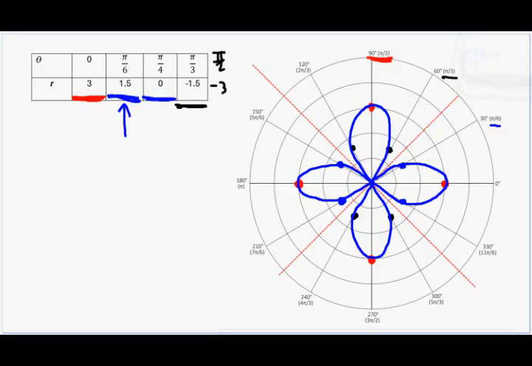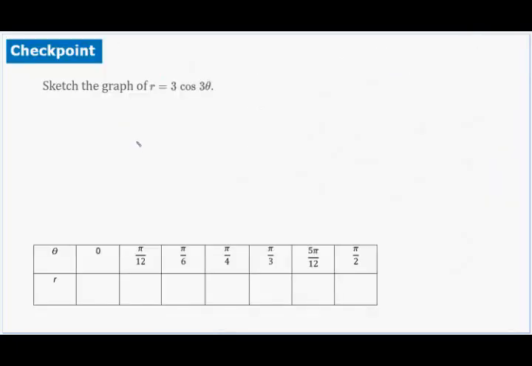So there's our example. Here is a checkpoint, a practice problem for you. When we look at this, it's cos of 3 theta. So this is going to be a 3-petaled flower. If you want to pause the video here and give it a try on your own, that's fine. If you want to watch through the symmetry test, that's fine. Again, just use the video to get you through this example.